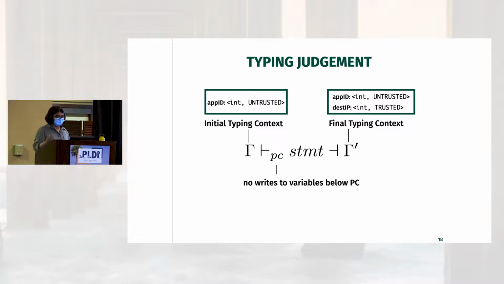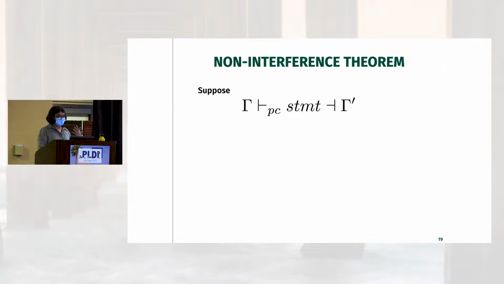And PC is a security label derived from the lattice we just defined, and it says that this statement is not going to have writes happening to any variables below PC. In the paper, we also show the non-interference theorem for the type system, which means that if you have a well-typed statement, then it's going to be non-interfering, meaning we wouldn't have information flow happening from high to low variables.